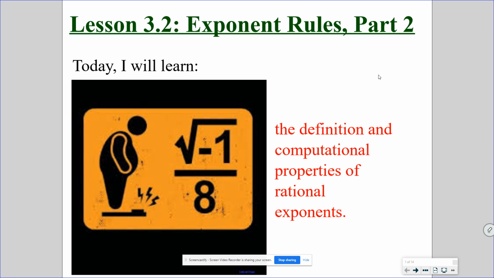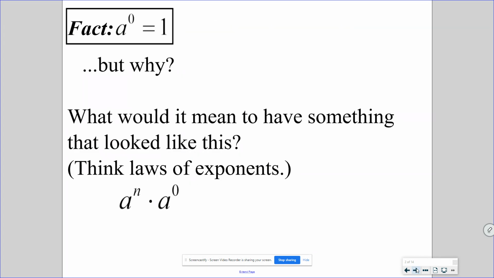All right, we're going to start working on our second lesson with exponent rules. So we're going to be going through a couple of facts, exponent rules, trying to figure out why they're true mathematically, and then practicing with those rules.